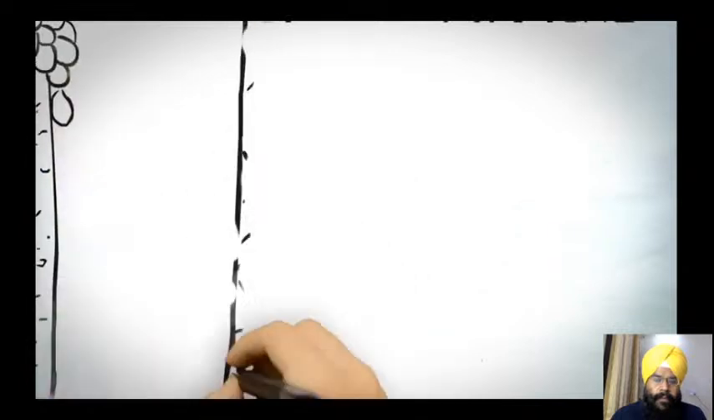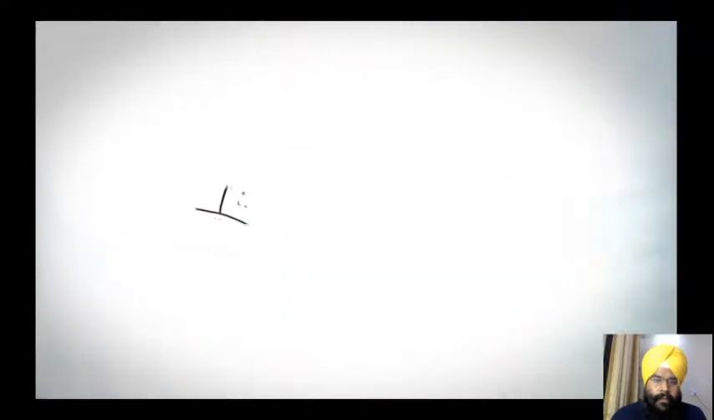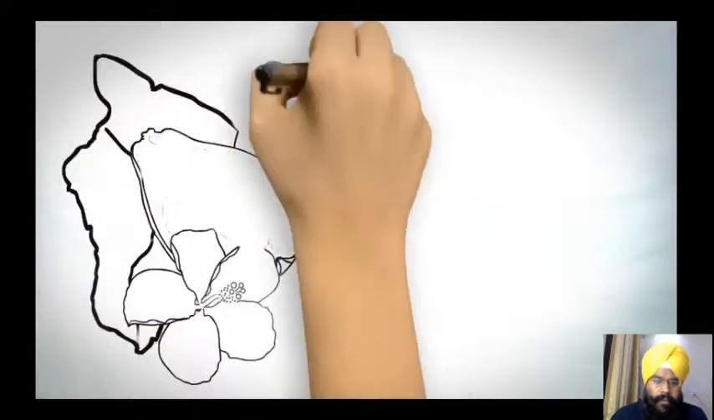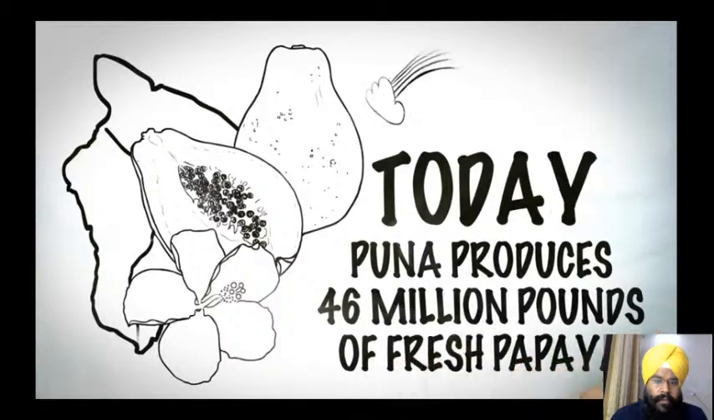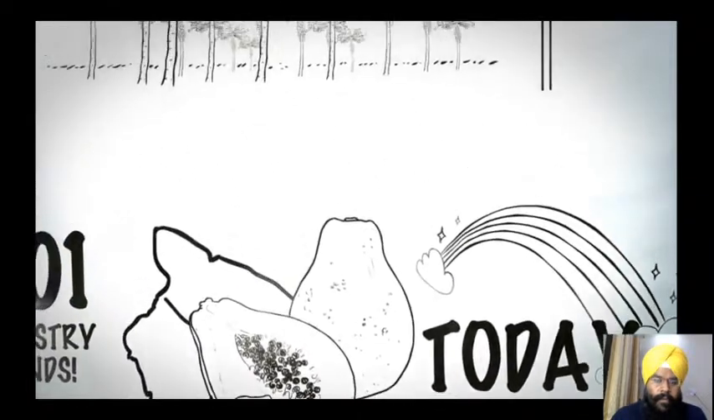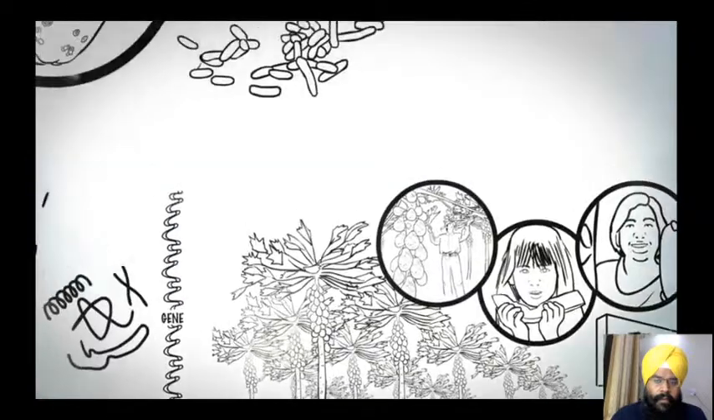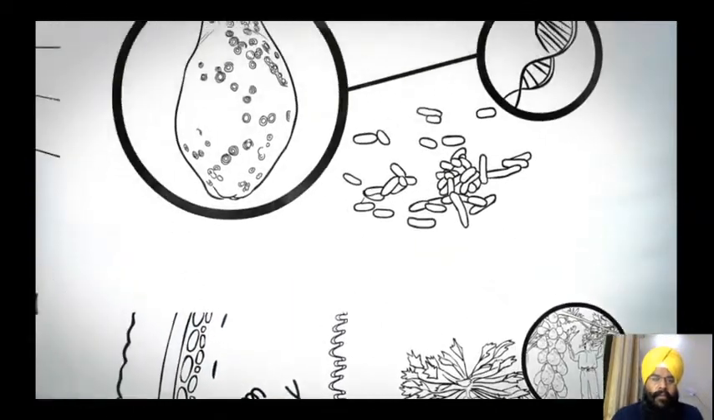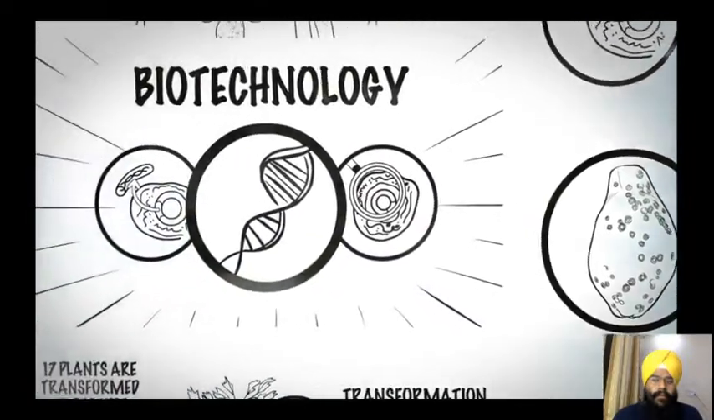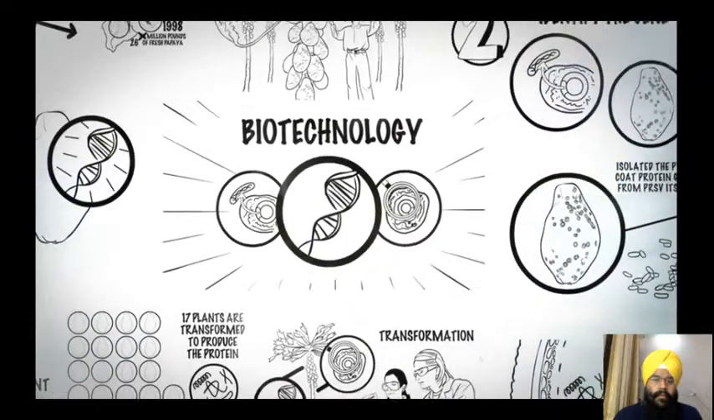The result? The harvesting of the new PRSV-resistant papaya began in 1998, and by 2001, the industry had rebounded, producing 46 million pounds of fresh papaya, free of PRSV. This kept the vibrant papaya industry alive in Hawaii, and ensured consumers had access to high-quality papaya and papaya juice at a reasonable cost. Genetic engineering allowed the introduction of PRSV resistance without altering other traits of the papaya or changing the plants in other ways. The plants were exactly the same in nutrition and safety.